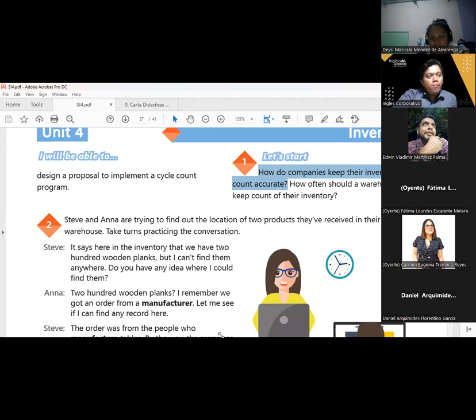What I understood about this question is that some companies have to check their first in, first out production or inventory. In that case, they will have the inventory account accurate. We can put an example, La Constancia, because they are producing a lot of, how do you say, bebida? Beverages.